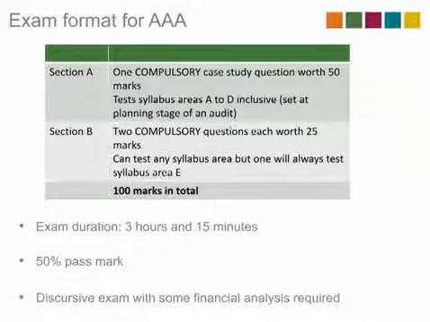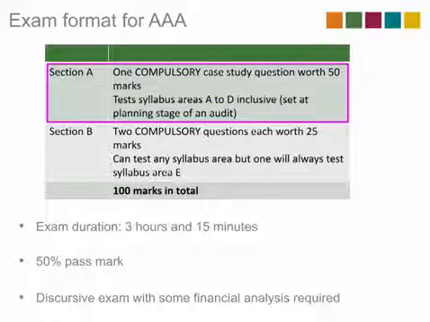Now, we've mentioned the exam, and in terms of examinable areas there are a few things you need to know about in order to be prepared, but all of our resources are presented to try and get you into the best position possible to pass this exam. Section A will be a compulsory case study question based around a comprehensive scenario. It'll be worth 50 marks, there'll be 4 professional marks included in there, and they'll be testing syllabus areas A to D only.